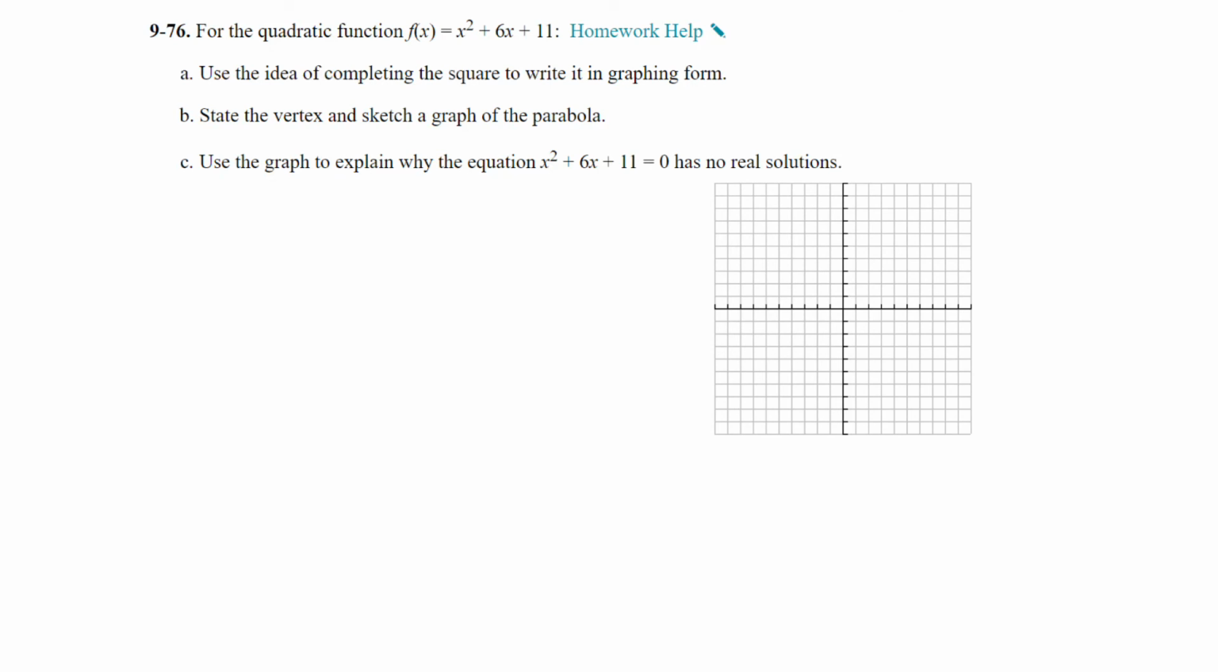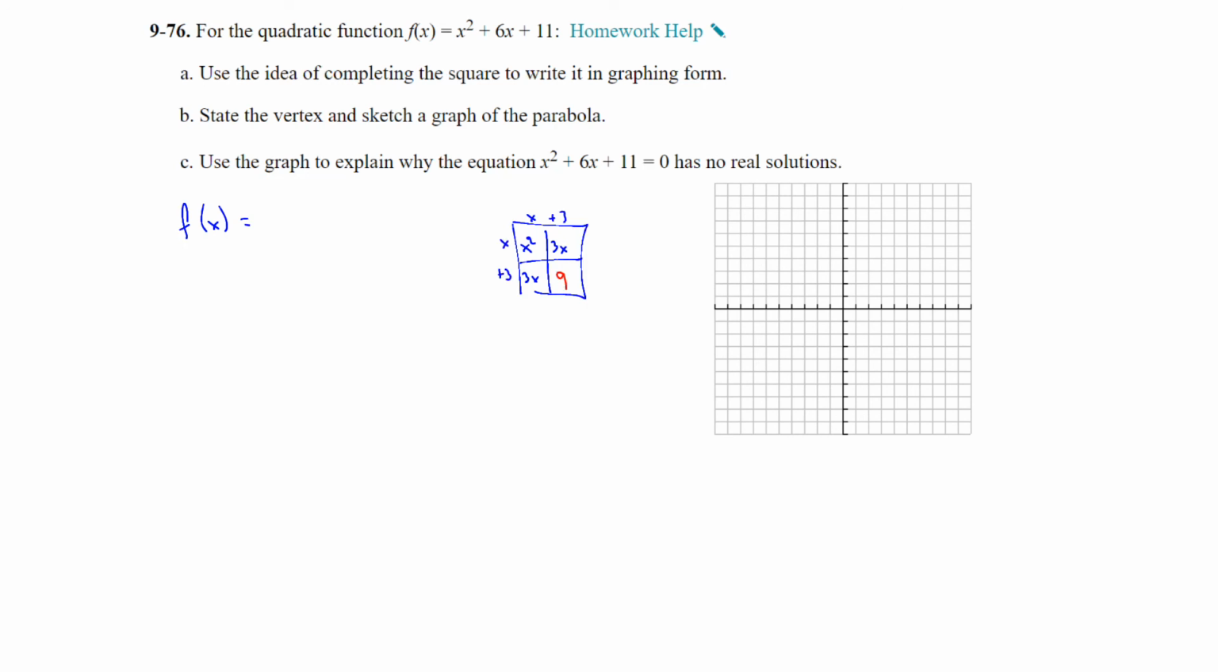And question 76. For the quadratic function f of x equals x squared plus 6x plus 11, use the idea of completing the square to write it in graphing form. So if we want to write this in graphing form, we need to complete the square. So to kind of give you that visual, we have x squared, and we have 6x. So we have to break this up into equal parts. So that'll be 3x and 3x, which means our side lengths will be x plus 3 and x plus 3.